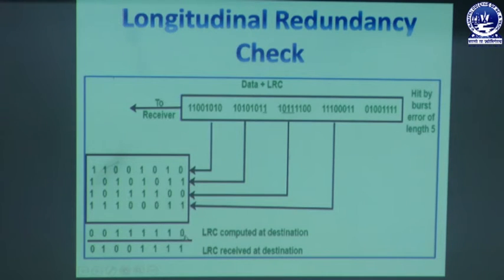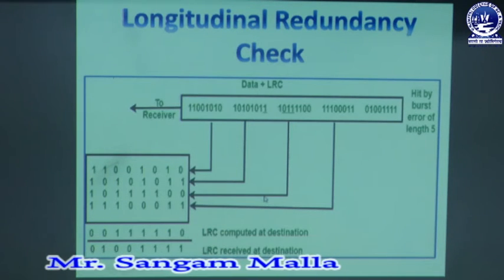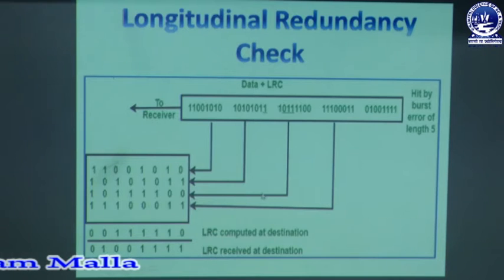Here the LRC is computed at the destination side, but the LRC that is received is something else. So, you can see that 0100111 is the data that has been received at the destination. If the values are different, then we will not get the original data, and it is not considered a successful transmission. A successful transmission is one where the original data is equal at both the sender side and the receiver side.